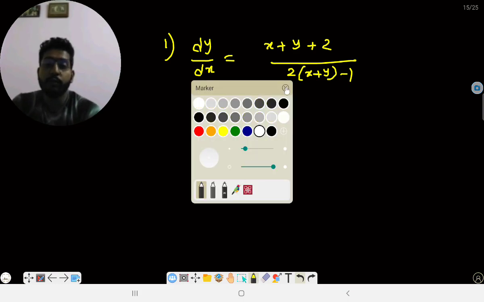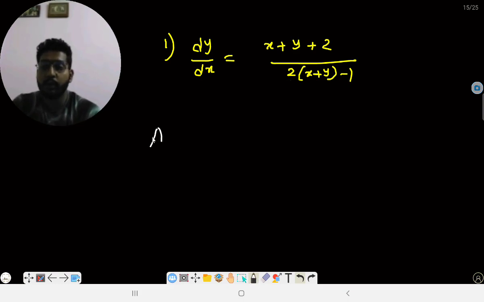For this, first, we know there are four techniques. In the last video we discussed that there are four techniques: separation, substitution, homogeneous, and then the linear differential equation. Now look here properly. If you see properly, x plus y appears two times.